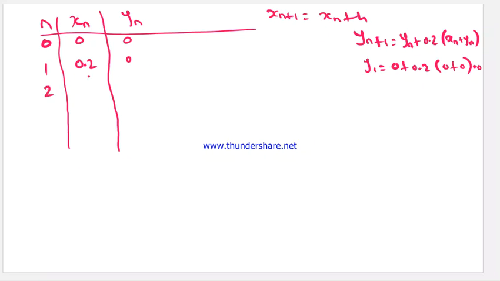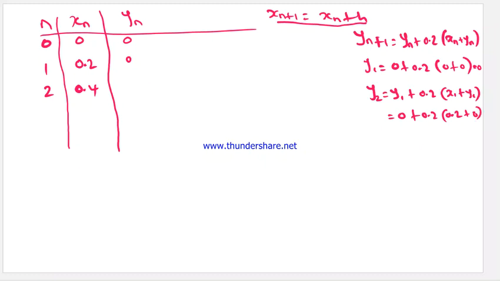When we go to the next step, our xn becomes 0.2 plus 0.2, making 0.4. And our y2 at that point is equal to y1 plus 0.2 times (x1 plus y1). And what's our y1? 0. Plus 0.2, what's our x1? 0.2, plus what's our y1? 0. So that will give us what?